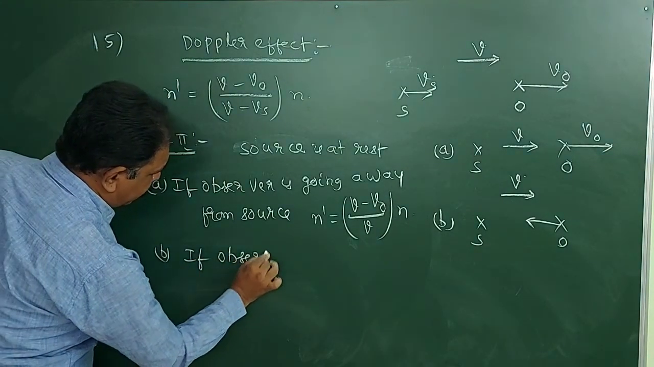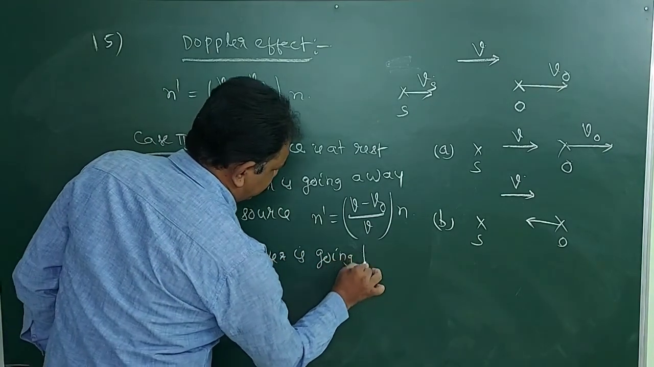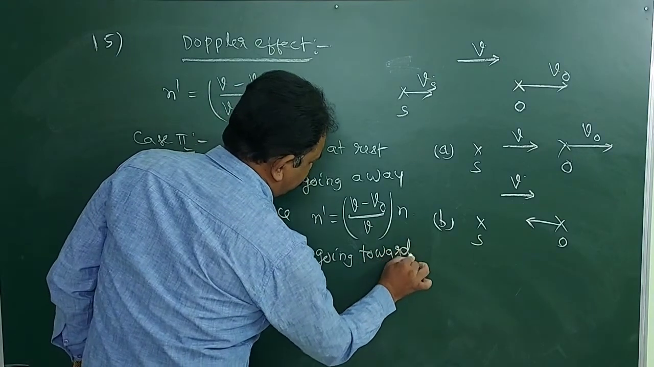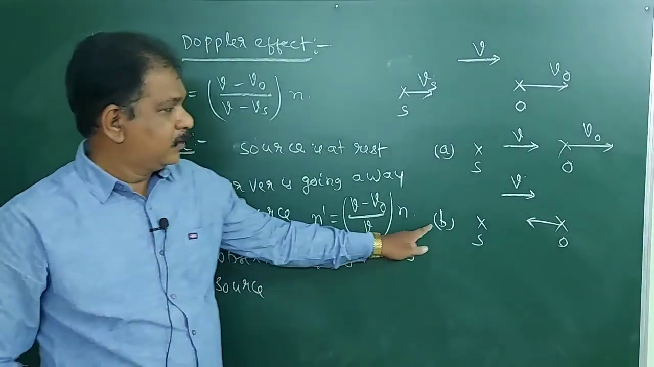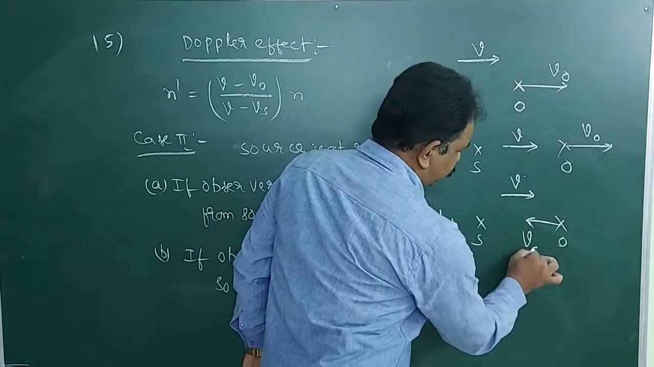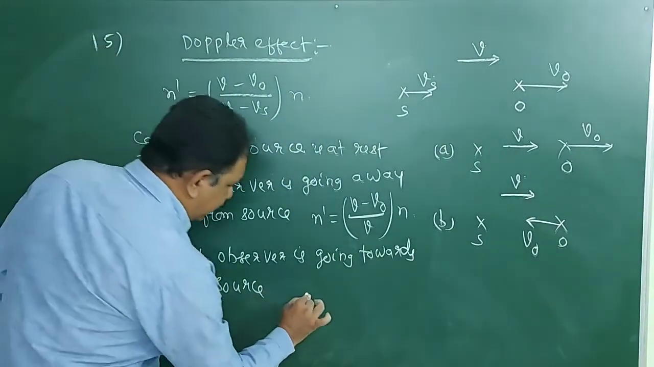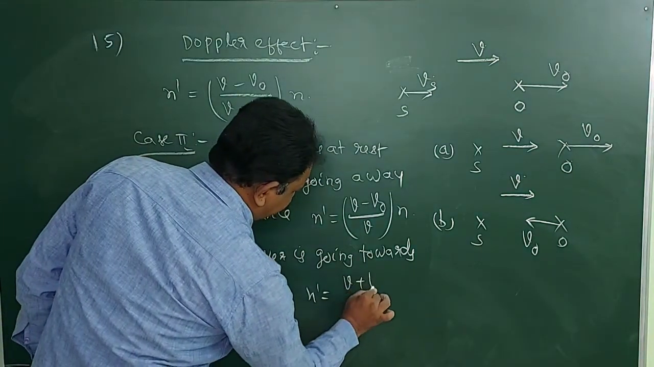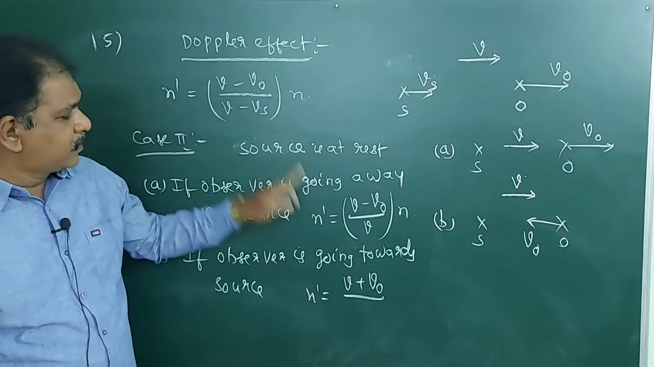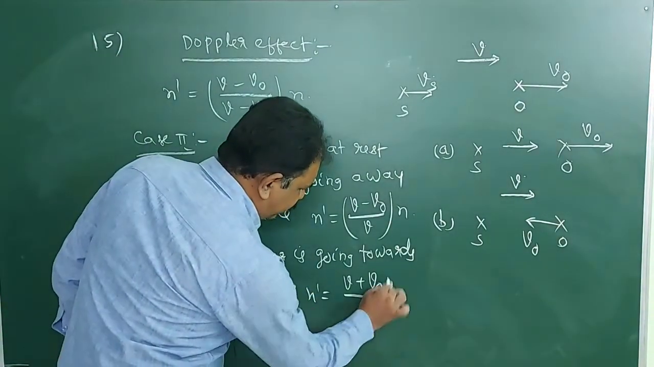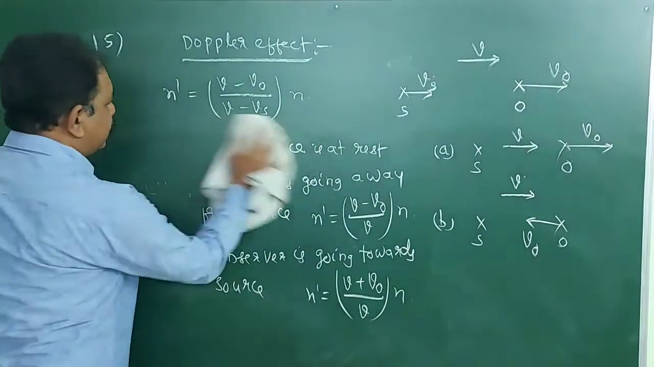If the observer is going towards the source, this is VO. These two are in the opposite direction. So VO will be minus VO here, minus of minus will be plus, so N dash is V plus VO by V into N.